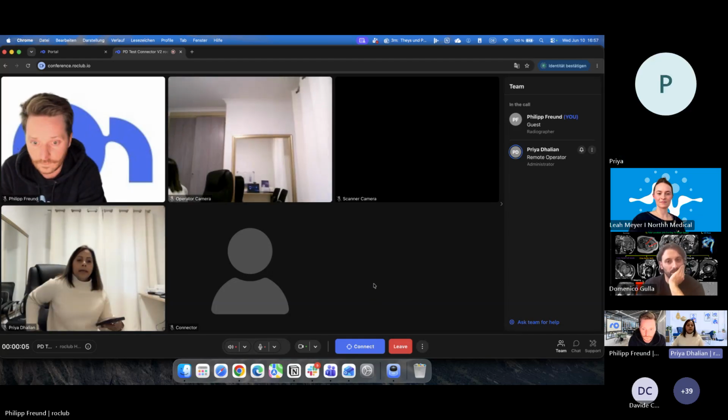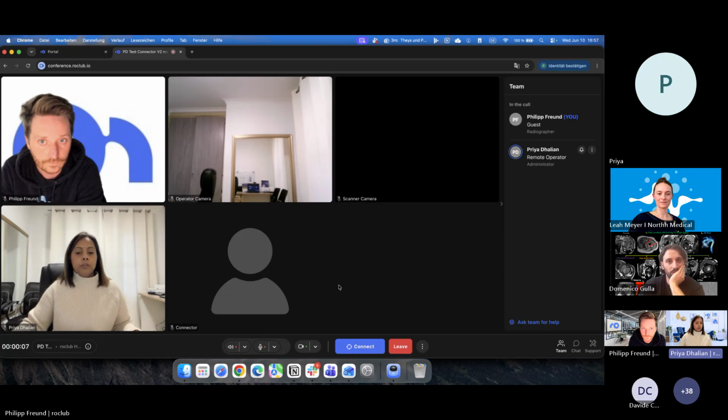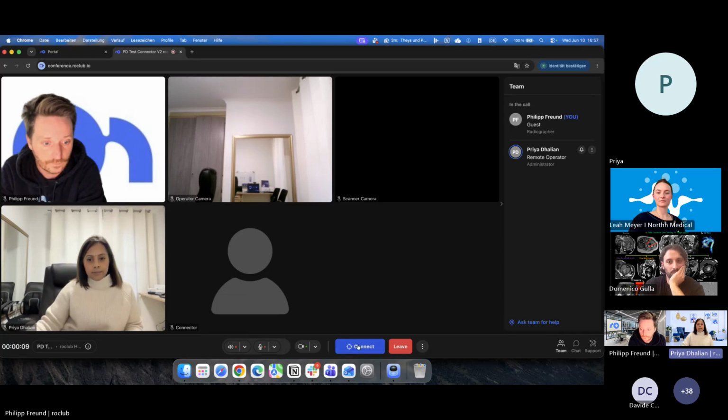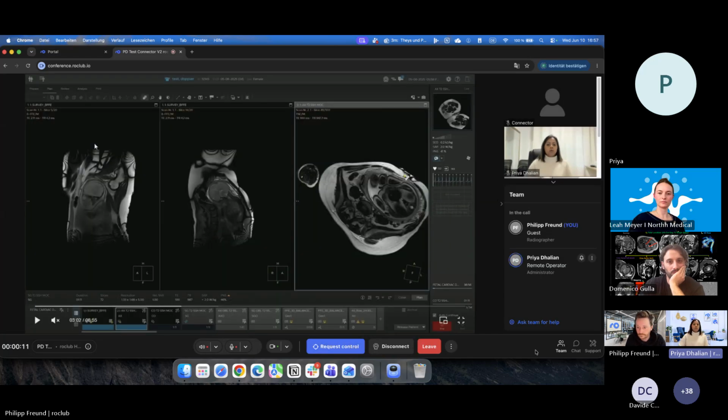And then on this end, Philip would connect once again to the scanner, and he will also be able to see the scanner and the examination take place. At this point, Philip only has viewing rights, so he will not be able to take control of the mouse or keyboard or manipulate anything on the scanner itself. So it's purely viewing rights.